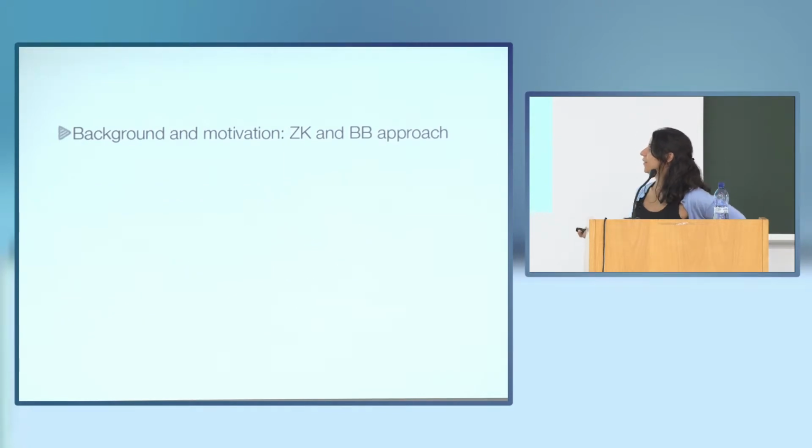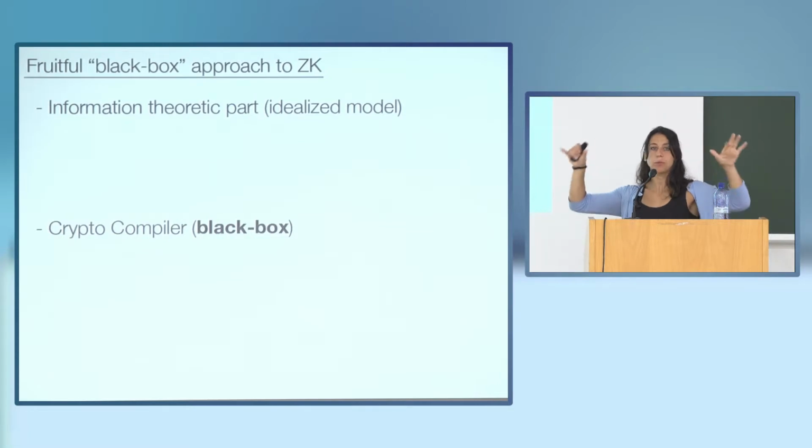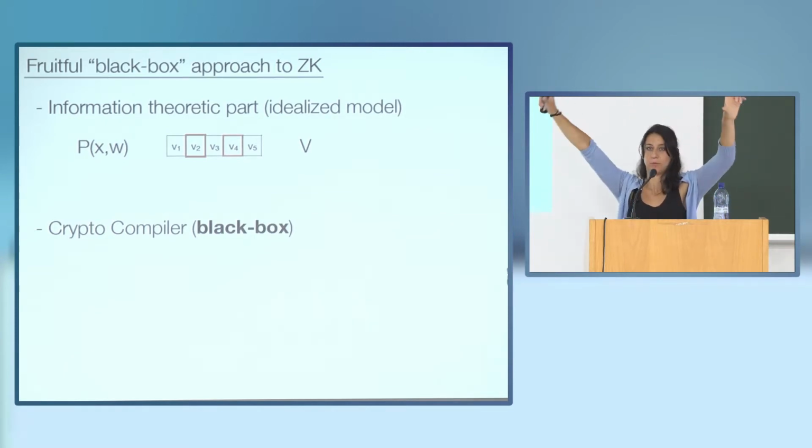Okay, so I want to give a little bit of background on the black box approach. As Yuval said the first day, we are starting from Killian, but more and more these days, we are dividing the problem of constructing zero-knowledge proofs in two parts. There's an information theoretic part and a crypto compiler. In the information theoretic part, we assume that there's a prover and a verifier, and somehow the verifier is constrained. He cannot see the entire proof statement.